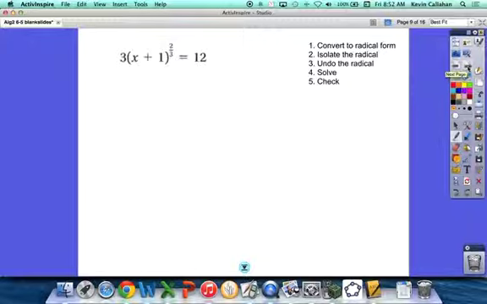So, for example, in this one, convert to the radical form first, meaning just this part right here, this x plus 1 to the 2/3. How do I write that as a radical? What would be the index of the radical? 3, right? And then what goes inside? X plus 1 squared. So that's converting that to the radical form. You still got the 3 outside, and it equals 12.